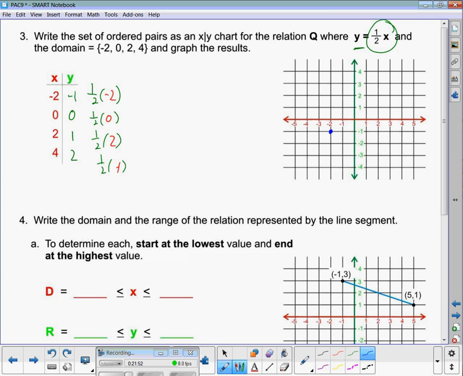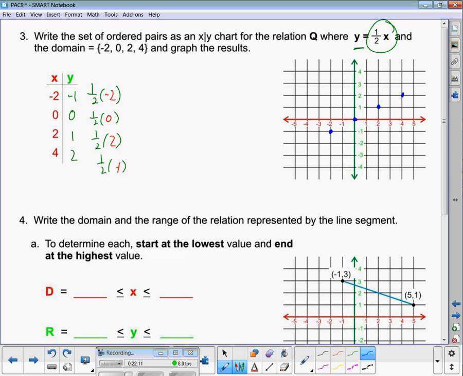At -2, -1. Go to 0, 0. What's the 0, 0 point called? Origin. Great. Put a point at 0, 0. All right, go 2 to the right and 1 up and put a point. And finally, go 4 to the right and 2 up and put a point.